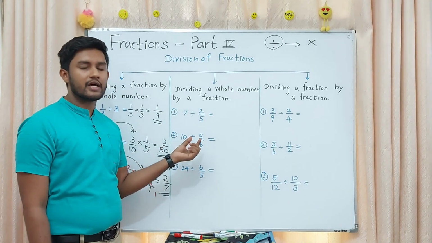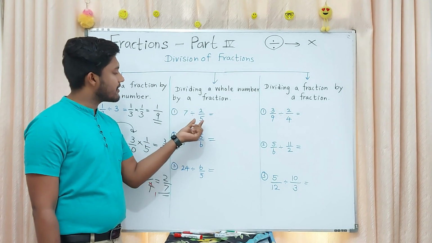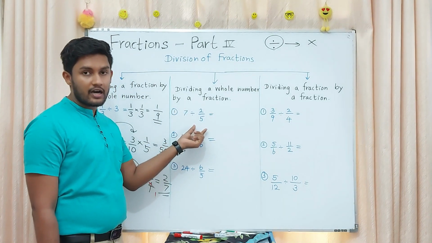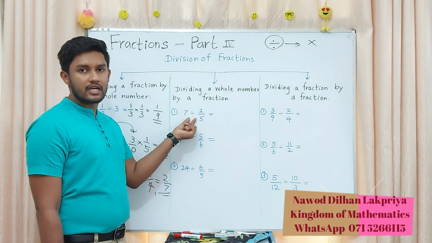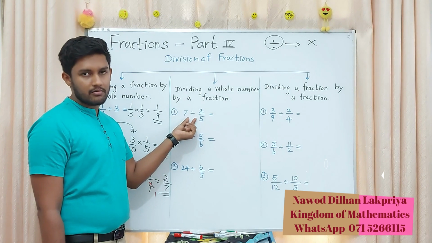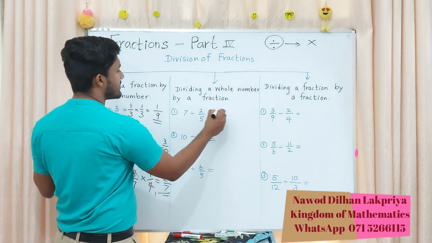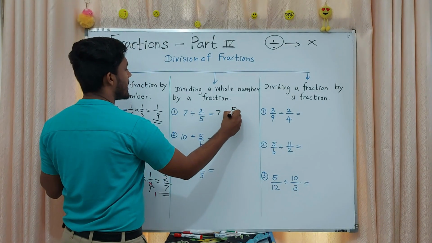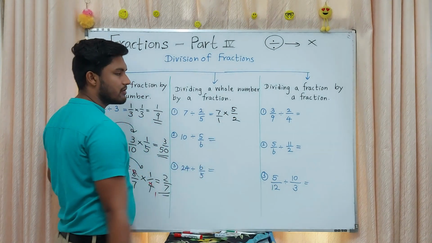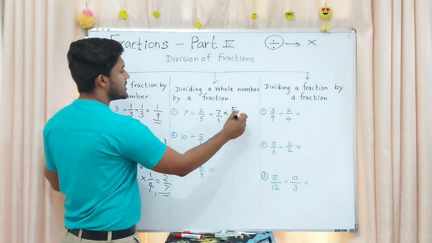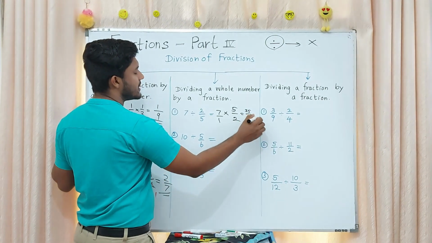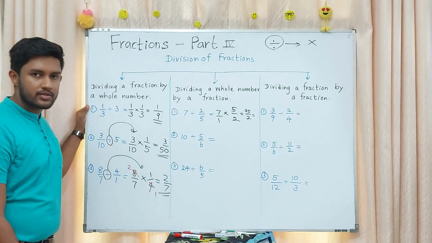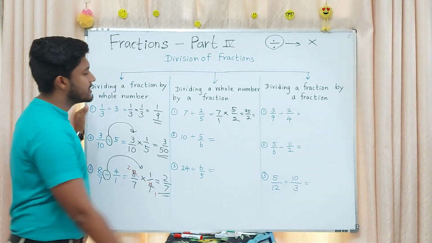Then dividing a whole number by a fraction, 7 divided by 2 over 5. I told you that you want to get the reciprocal of the after fraction when converting division mark into a multiplication mark. Then 7 multiplied by 5 over 2, here 7 over 1 is having 7 into 5, 35. 1 into 2, 2. Then here you can convert this into a mixed number.